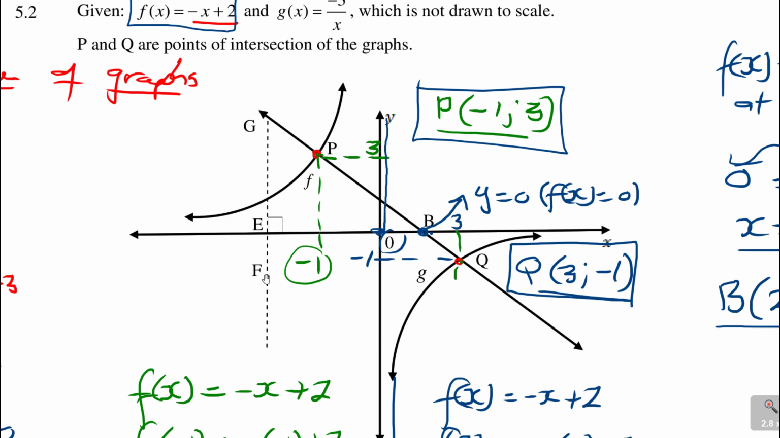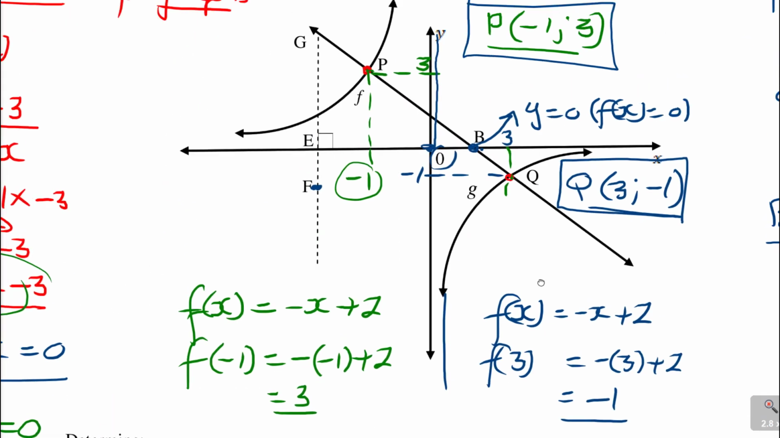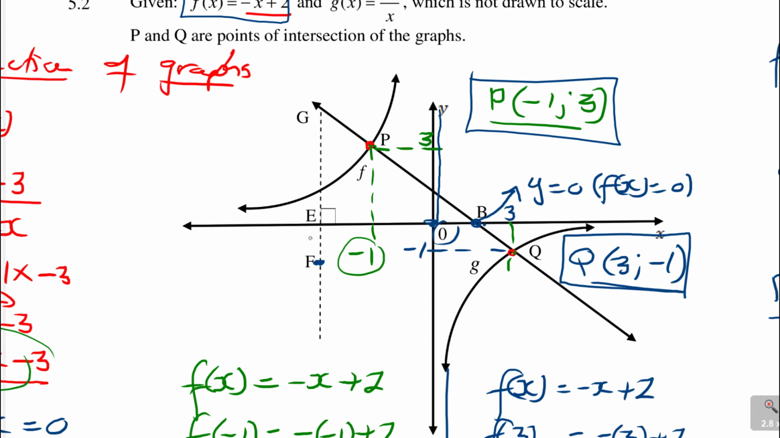I don't know where F is. Let's assume it's there, I hope. GF, that's my assumption. They're saying what? If E is (-6, 0), so they're saying here that E is negative 6, 0, meaning it crosses at x. Remember, this is x, this is y. So it crosses at x is minus 6, and that is the part they want.